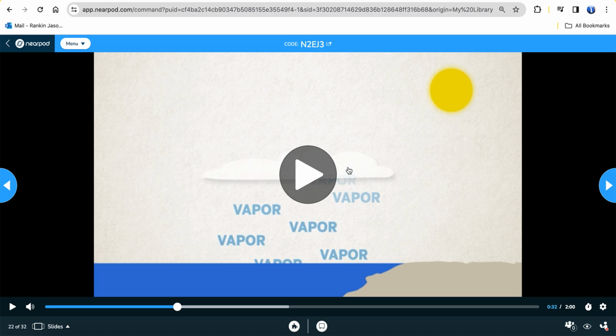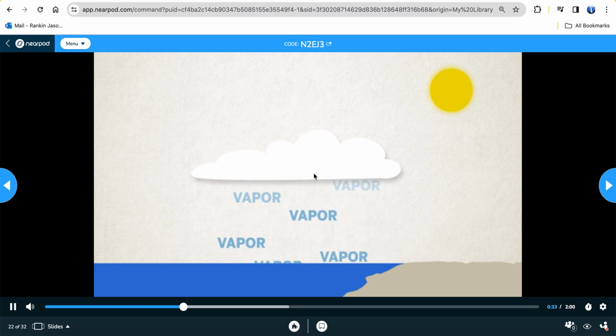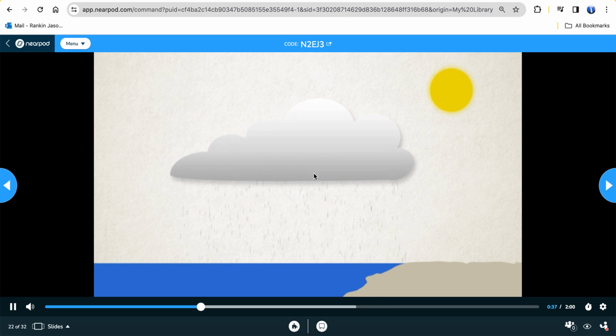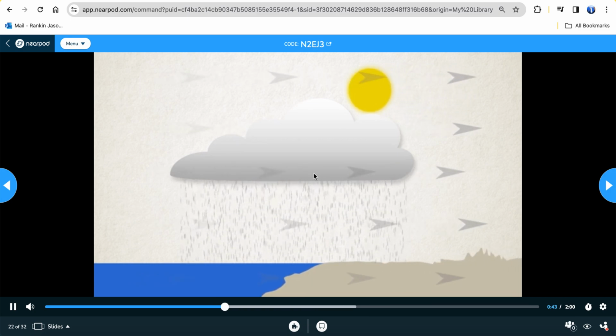I'll talk to you in a second. And then we have the formation of clouds. Into water vapor in the air. Then the water vapor condenses into clouds and falls as rain or snow. Energy from the sun also warms the atmosphere, making air move around as wind.